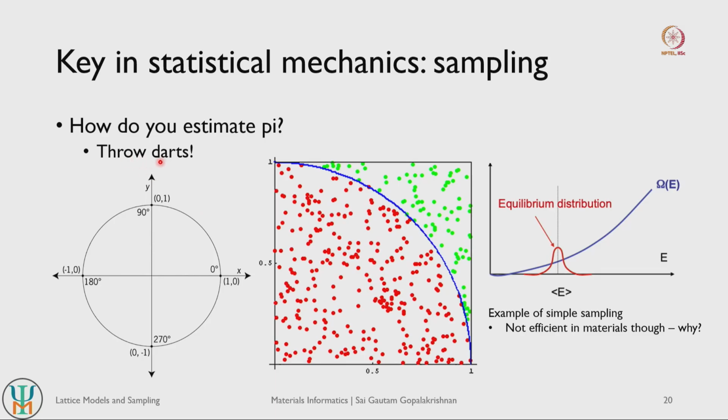You can do this by sort of throwing darts, right? So how do you do this? Let's say I take only the first quadrant here, because if I can get the value of pi by 4 in this first quadrant, I can basically multiply that with 4 and get the actual value of pi, right. So I am going to use the symmetry of the circle here and just take the first quadrant.